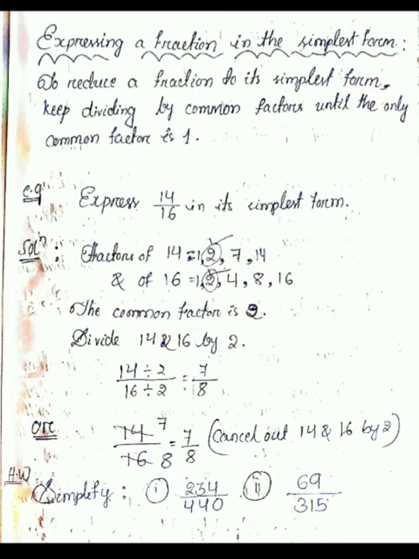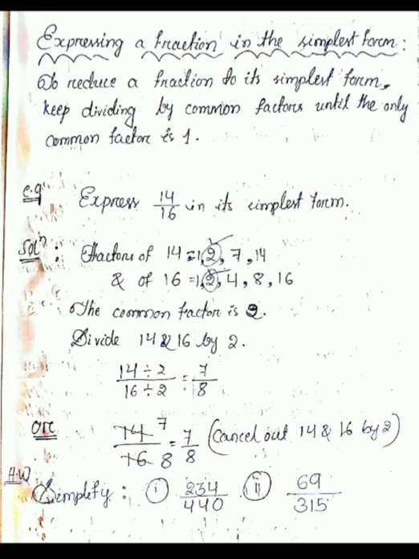Today we are going to discuss, as I said in the previous video, expressing a fraction in the simplest form. How to express a fraction into simplest form. The simplest form, you can say it as reduced form also. To reduce a fraction to its simplest form, keep dividing by common factors until the only common factor is 1. So students, if a fraction is given, how do you have to reduce or simplify it?